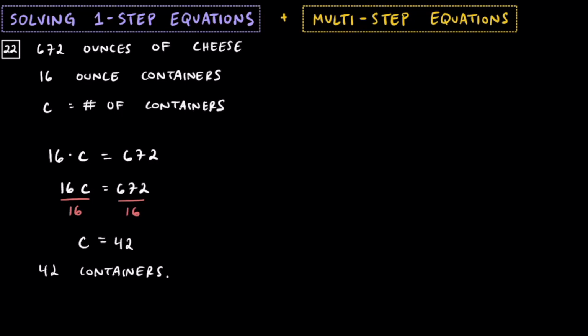Let's see if this makes sense. If we have 42 containers and there's 16 ounces in each one of them, we should be able to multiply 42 times 16. And what's 42 times 16? Oh, that's 672. So that works out nicely for us.